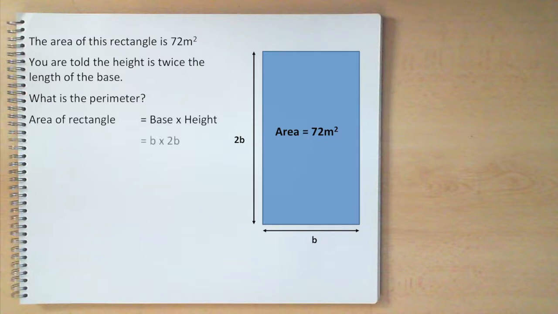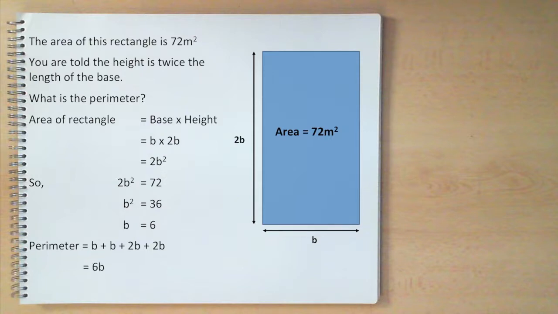So the area is the base times the height. Or if we work that through, we get 2b squared. So 2b squared is equal to 72. b squared is 36, and that gives us a value of b of 6. So the perimeter is b plus 2b plus b plus 2b, and that equals 6 lots of b. 6 lots of b is going to be 36 meters.